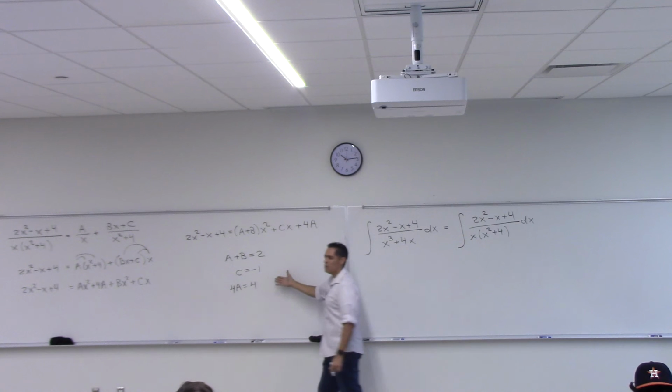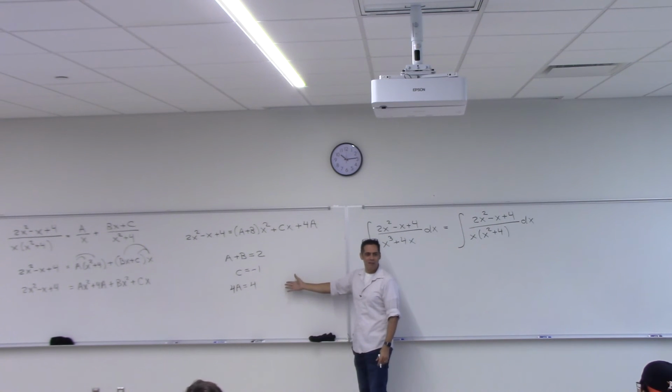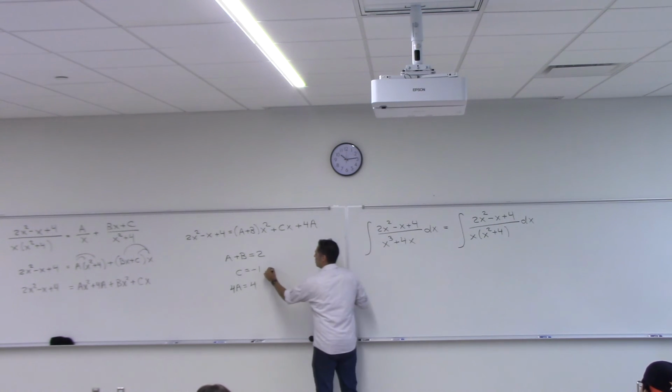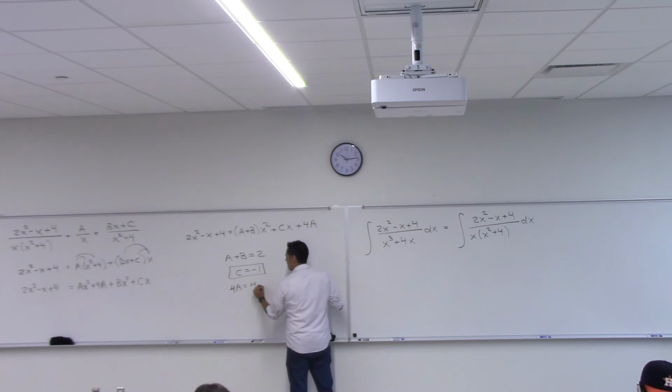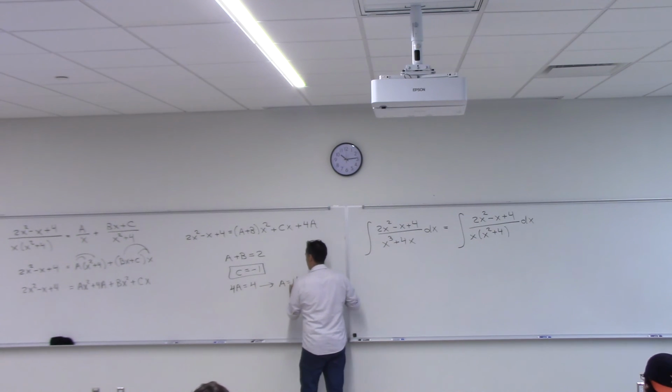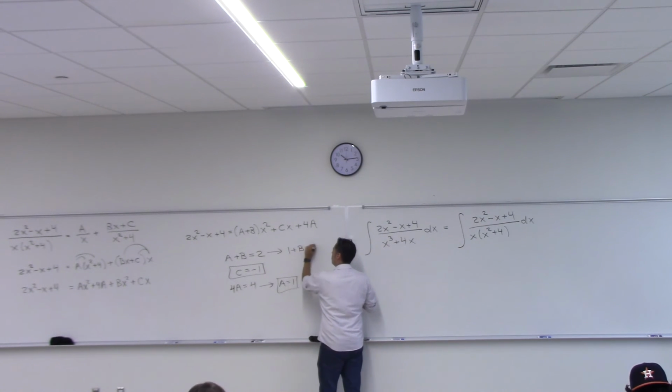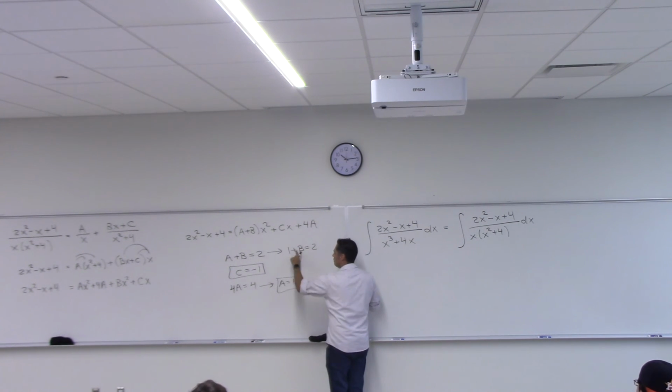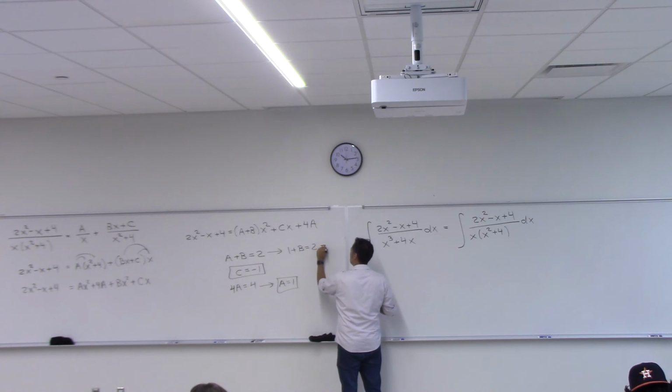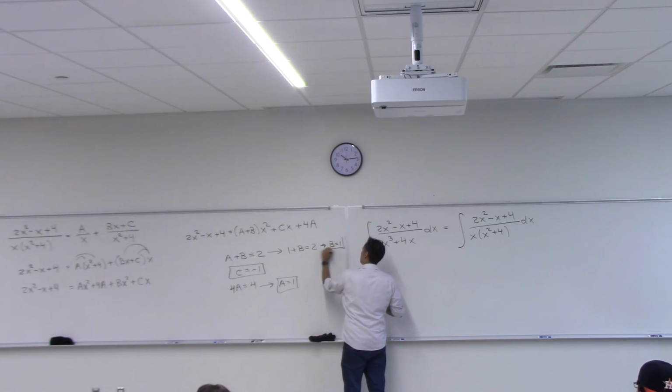So wait a minute, I already know what A and C are, don't I? Yeah, I don't need my calculator for this. C is -1, I've got that. This tells me A is 1. And if I know A is 1, then 1 plus B equals 2, and that means B is 1.